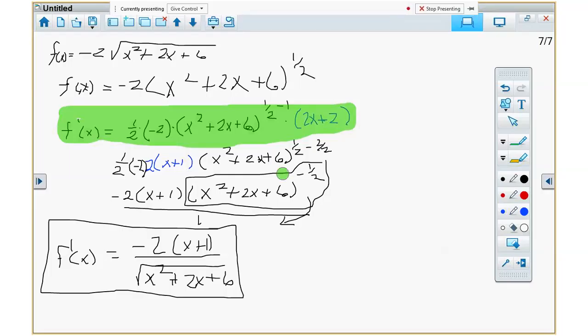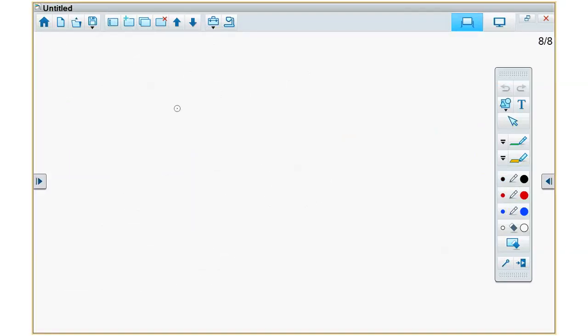Okay, so let's do another one. And you might have trouble with this one because you don't know what to do. I'm going to go ahead and do 4 times the sine of 4x. Four times the sine of 4x.